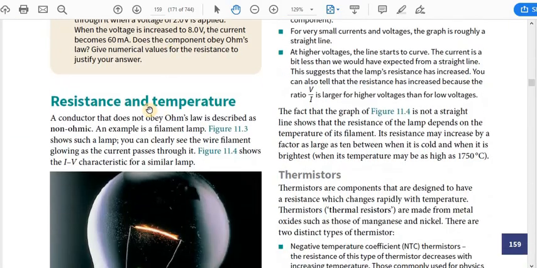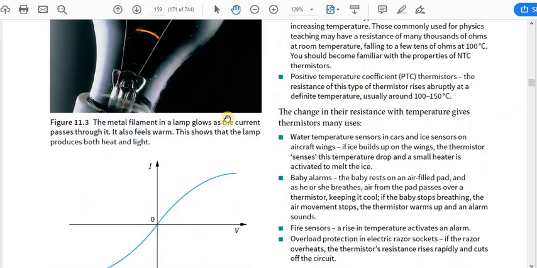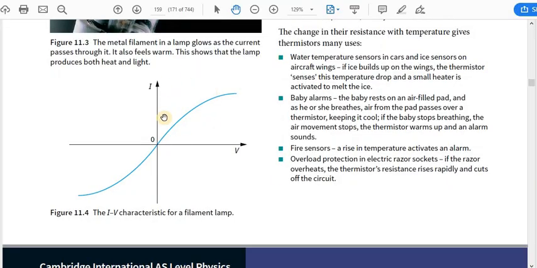Then this is what I talked about earlier. Now we can go into the details of how the resistance of a material increases with increasing temperature or decreases with decreasing temperature. This is what I explained earlier. If it's an I versus V graph, the gradient is 1 over the resistance. So when the resistance increases, the gradient decreases, so it curves this way.